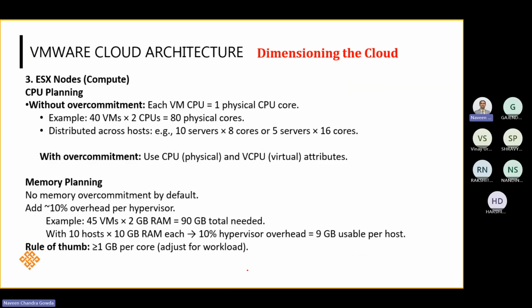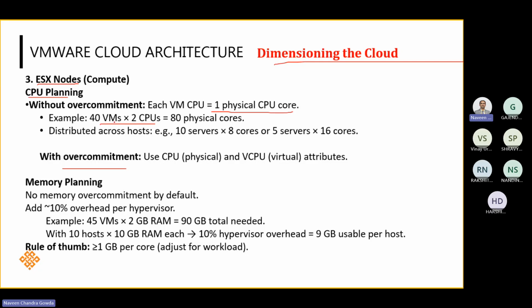Now, when we talk about the ESX nodes, which are nothing but the computation hypervisors, what do you have to plan? As we are talking about dimensioning in the cloud, what is the CPU plan you want for the ESX hypervisors? As we said, it is either with overcommitment or without overcommitment, so either you allocate the resources statically or dynamically. There we say at least 1 core, usually 2 cores is ideal.